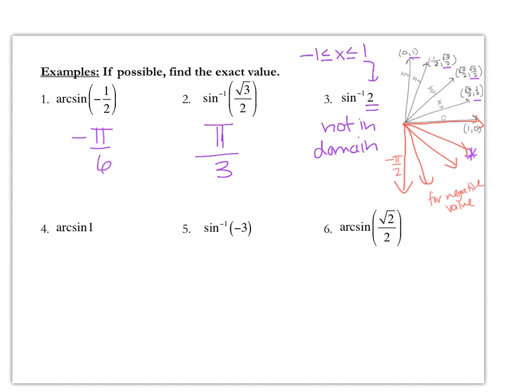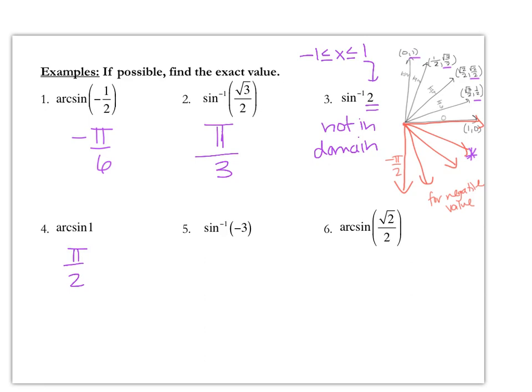Alright, number 4. Actually, if you want to pause it for a second and think about these next 6 answers, this is what I was going to have you do in class. So if you pause it, maybe jot these down real quick, make sure you understand what's going on. I'm not going to go over the answers. So arc sine of 1, I'm looking for where that's +1. So +1 is going to be at pi over 2.